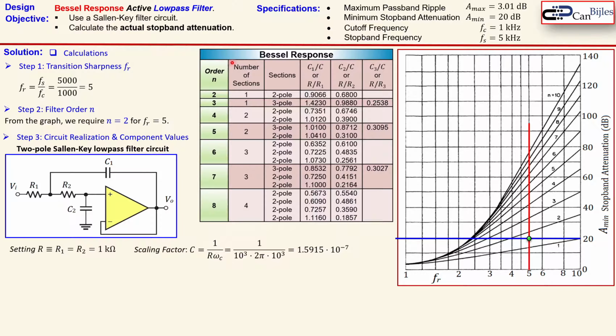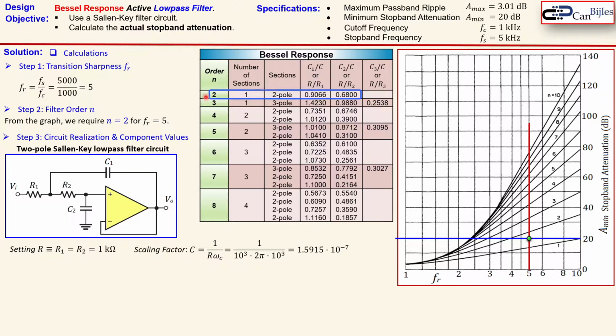And for that we need to bring up our Bessel response table. You see here the filter order, the number of sections and what kind of sections you need in your filter circuit. And the first row is about the low-pass filter design, and the second row here is about the high-pass filter design. Now we need to of course have this first row.